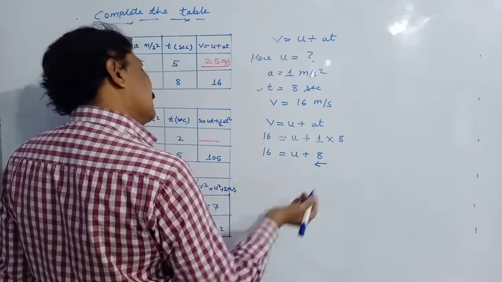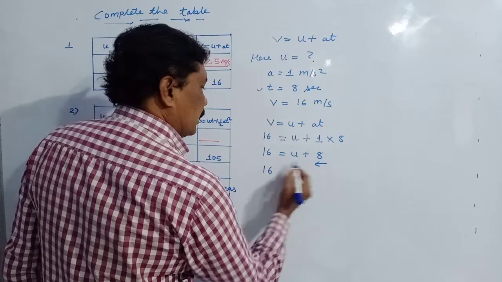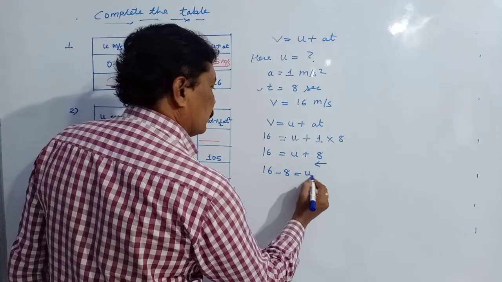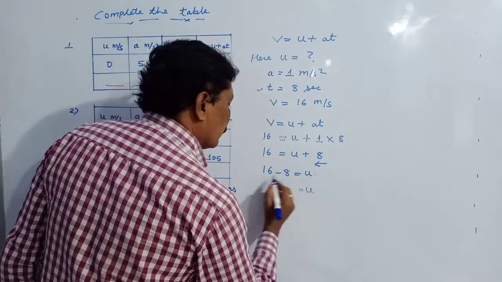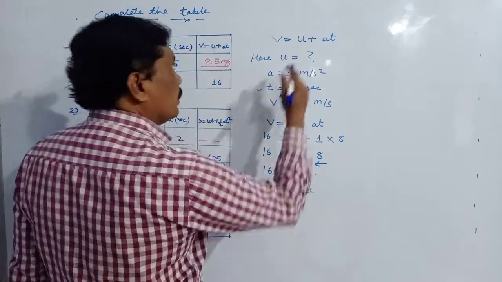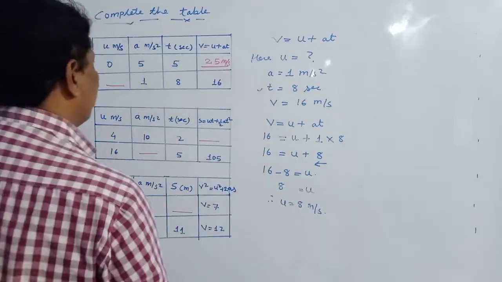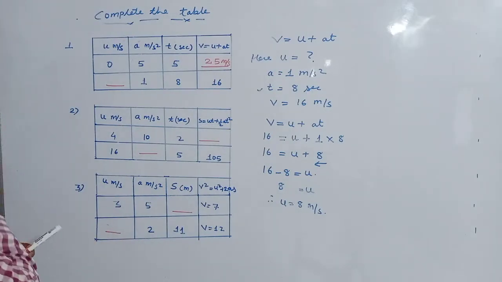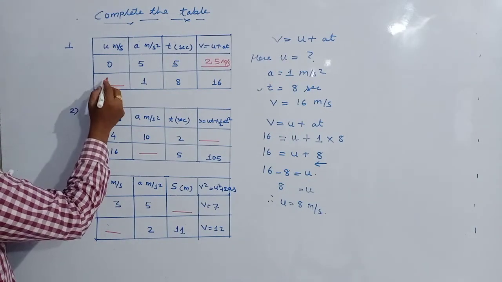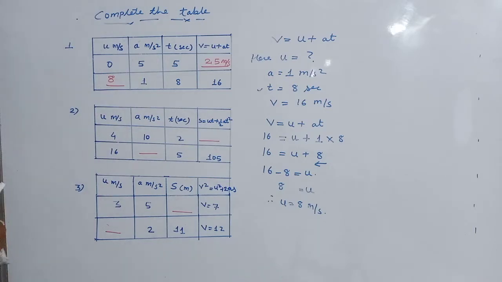We'll take the 8 to the other side of the equation and plus 8 will become minus 8. 16 minus 8 is equal to U. So U is equal to 8. Therefore, U is equal to 8. What is the unit of velocity? It is meter per second. And the answer, initial velocity is 8 meter per second.